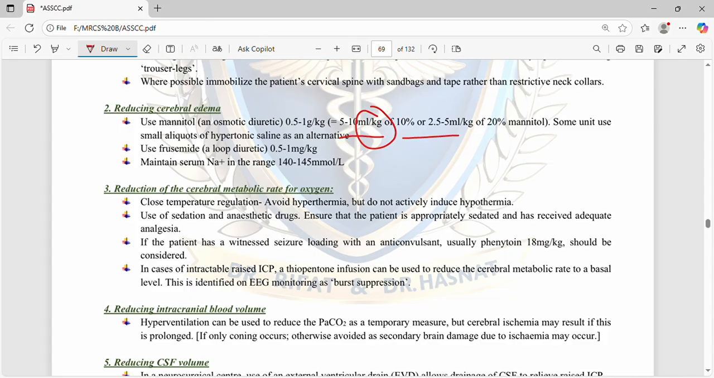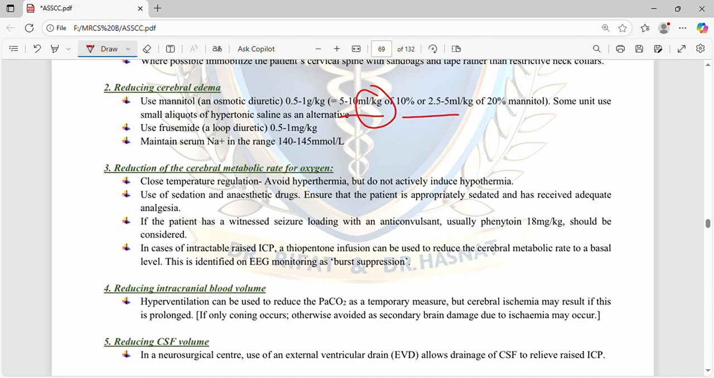This is therapeutic coma. So when you induce the therapeutic coma, it will reduce the metabolic rate of the brain cells, and this is identified on EEG monitoring or burst suppression. So this is how you reduce the intracranial pressure.